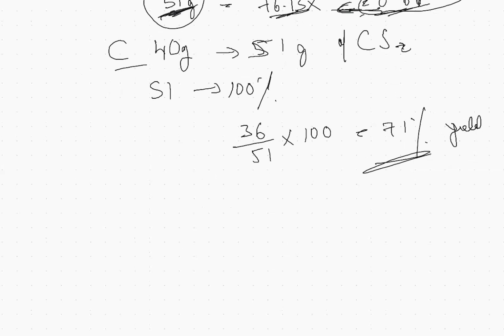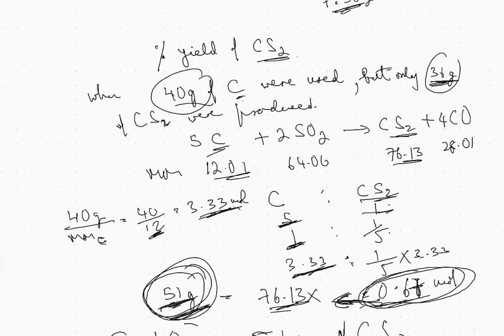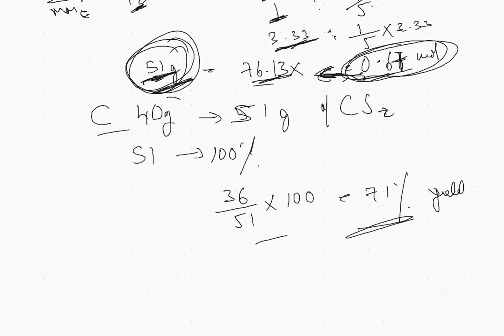That's what we did here, right? So we got the ratio, we aligned it, then got the moles. Then you convert the amount that theoretically should have been produced into grams by multiplying by the molar mass of CS2. Now that is 100%. So if we got only 36 grams here, that's all we got. So 36 divided by 51 times 100, we get the yield. Because if 36 was 51, it's 100%. If it was 40, it would be higher than 71. It goes on like that. So it's only 71%. Right?